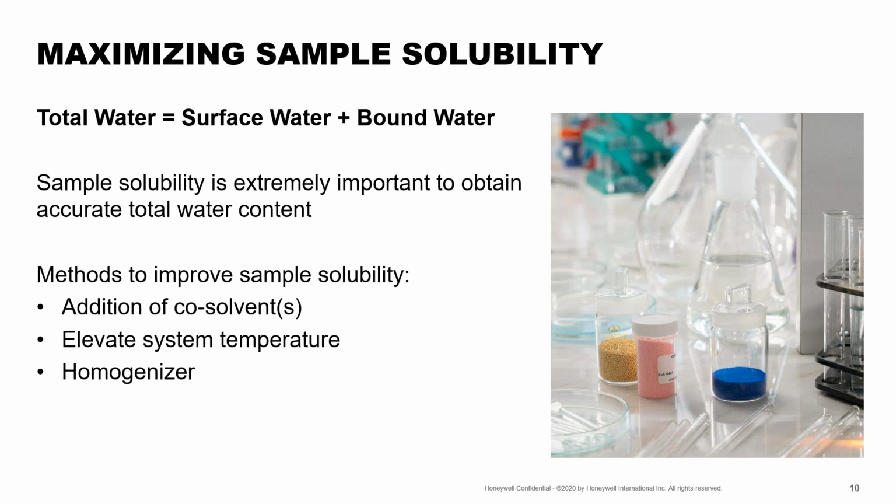If your sample doesn't actually dissolve well within methanol, which is the working media of most Karl Fischer titrations, you're not going to be getting an accurate water content number when you finish your titration if you're only analyzing the surface water. Because of this, we have some different methods that we can lean on to improve sample solubility and actually get to that true total water content value. We can add co-solvents, we can use temperature, as I mentioned, or even a homogenizer.